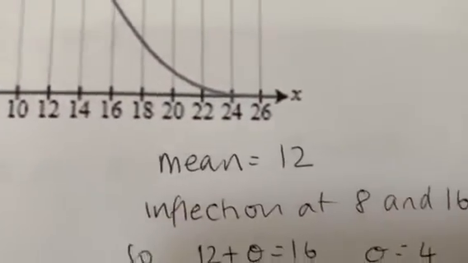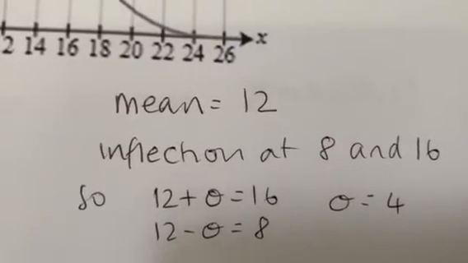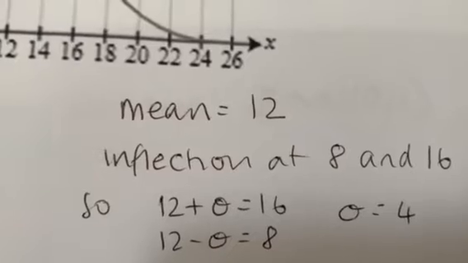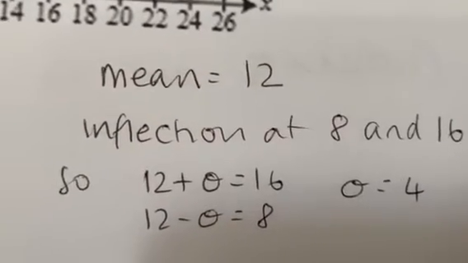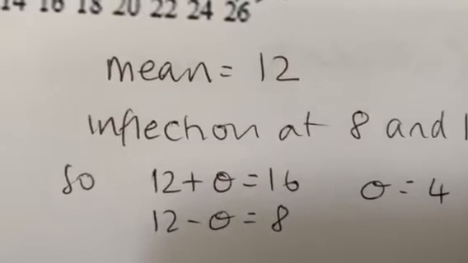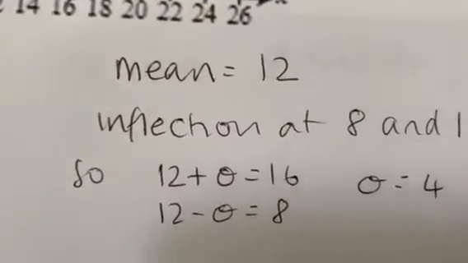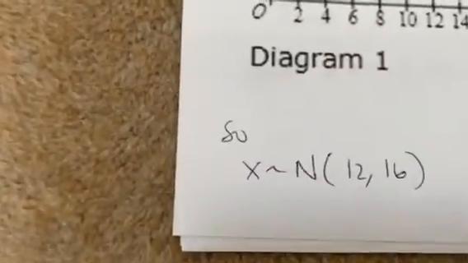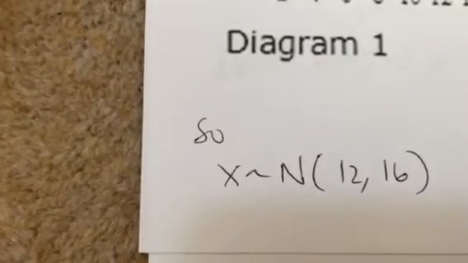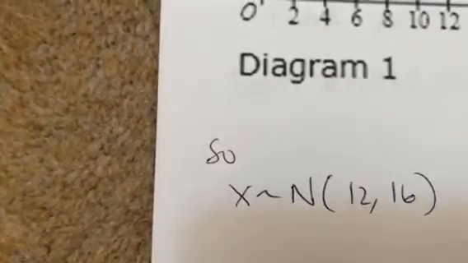If the mean is 12 and the points of inflection are at 8 and 16, 12 plus the standard deviation is 16, 12 minus it is 8. So that means your standard deviation is 4. If you couldn't see it, you'd be able to solve them simultaneously, but obviously you can clearly see that one. So here you've got x normally distributed with mean 12 and variance 4 squared or 16.